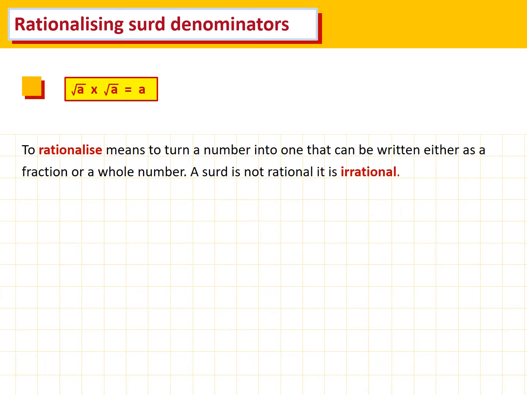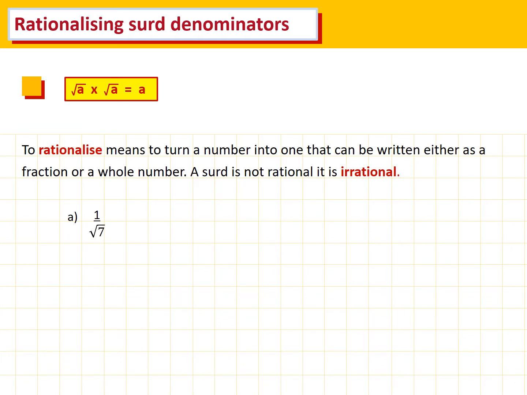To rationalise means to turn a number into one that can be written either as a fraction or a whole number. Rationalise means, think of ratio, we can write it as a ratio, so that's a fraction or a whole number. A surd is not rational, we call it irrational.